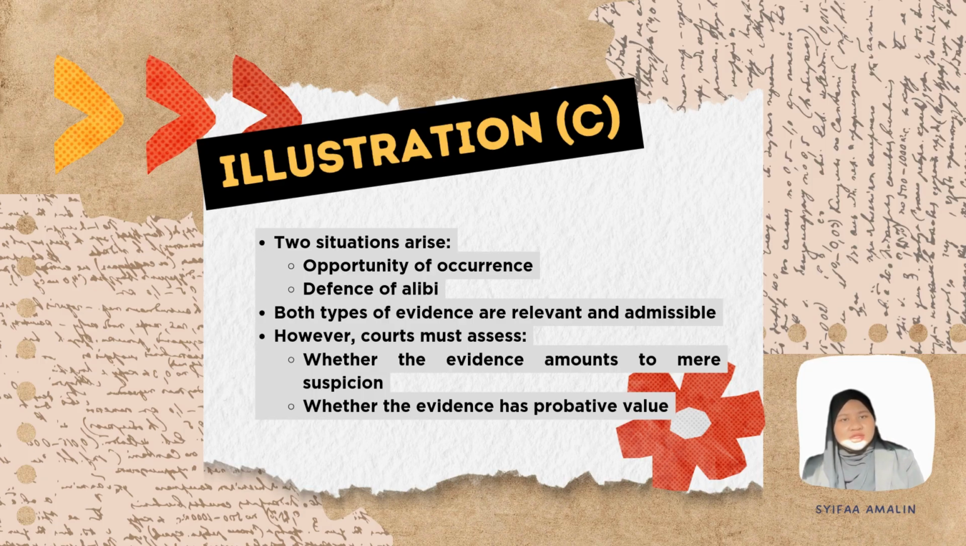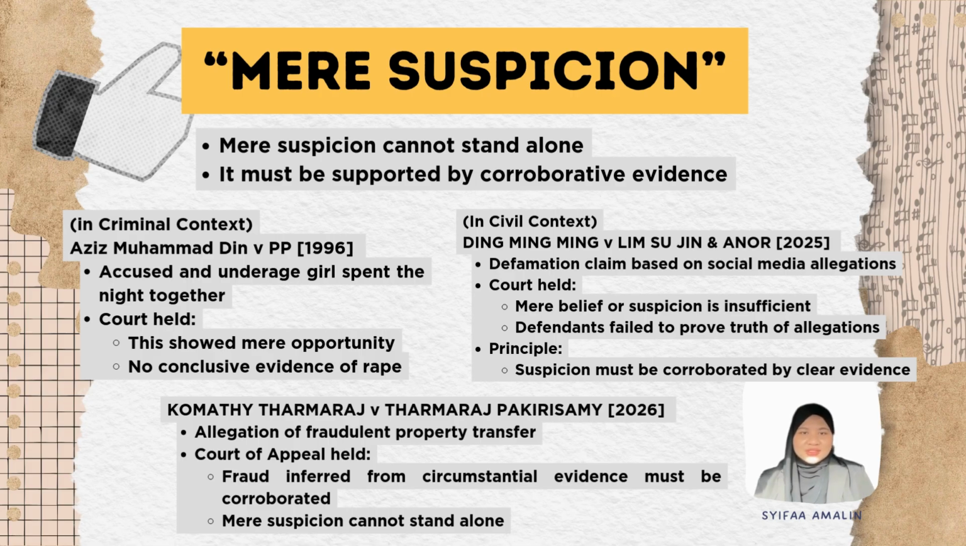However, in making those inferences, the court primarily evaluates the probative value of such evidence and determines whether it amounts to a mere suspicion. The law is well settled that a mere suspicion is insufficient. This position was clearly illustrated in Aziz Muhammadin against PP. In that case, the accused and an underage girl were proven to have spent the night together. The court held that this fact merely showed opportunity and raised only a mere suspicion, as there was no corroborative evidence that rape had occurred. Accordingly, mere opportunity alone without further evidence was insufficient to establish the offence.